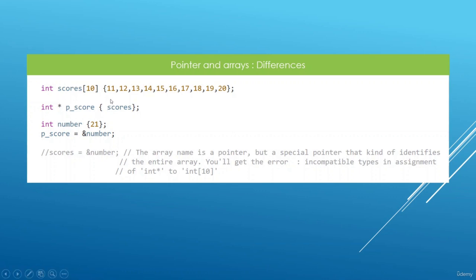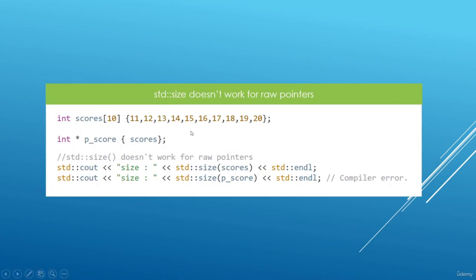The array name is going to decay into a pointer, and this is going to make it lose some information, and some of that information is what is even used to deduce the size of the array. That's why we can't do std::size(pscore) here. We're going to get a compiler error if we try to do that.